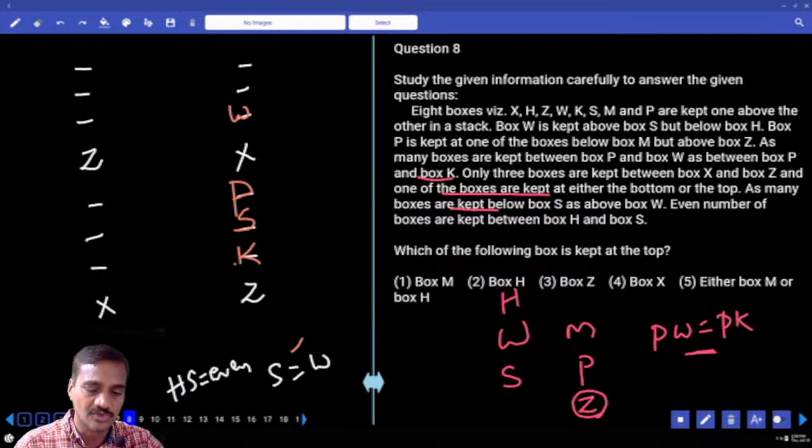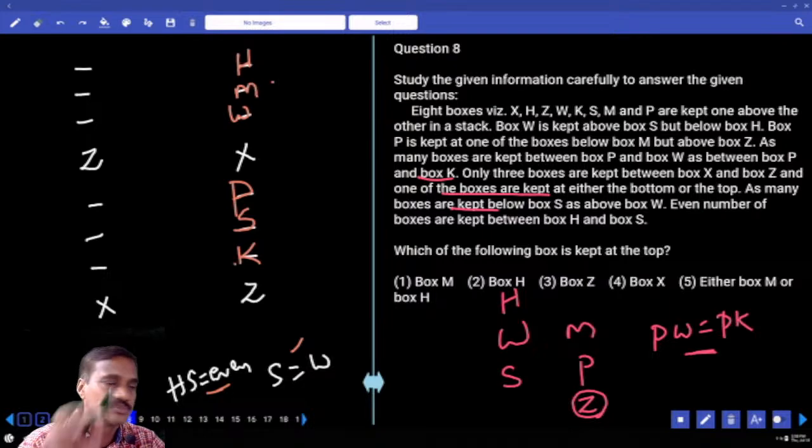Then here we have left with only 2. H and S even number. Even number and 1, 2, 3, 4, so H is here. My H is here, then who is left over? M will be at this place.